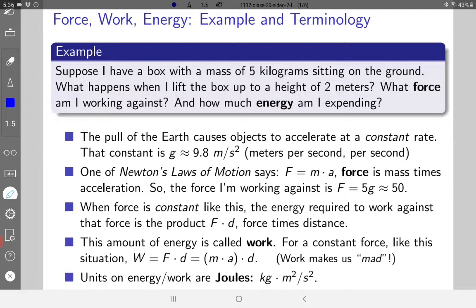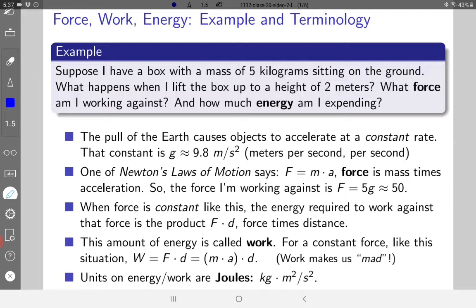Just to have a simpler example to start with, let's say I have a box sitting on the ground, and I know that the box has a mass of 5 kilograms, and I'm going to lift that box up to a height of 2 meters. What does it take to do that? What force am I working against, and how much energy am I going to expend in doing so?